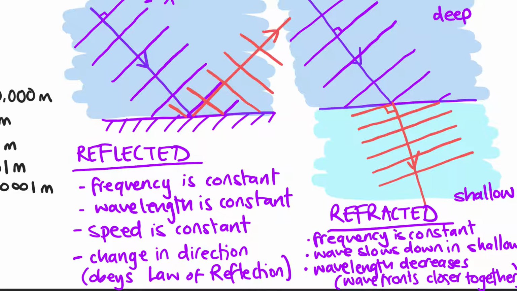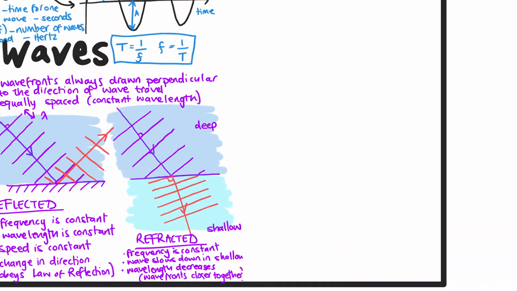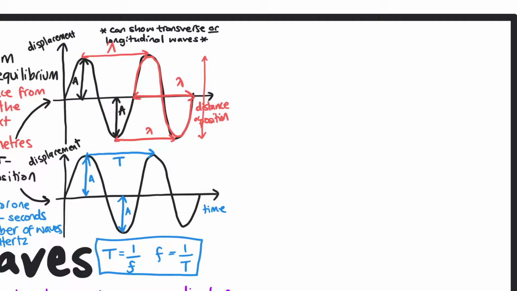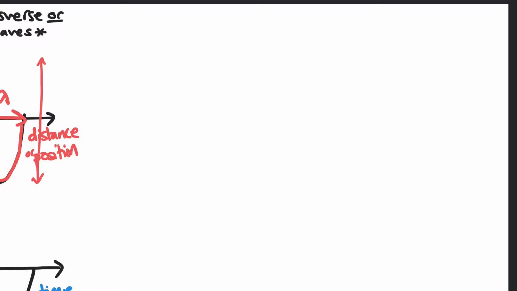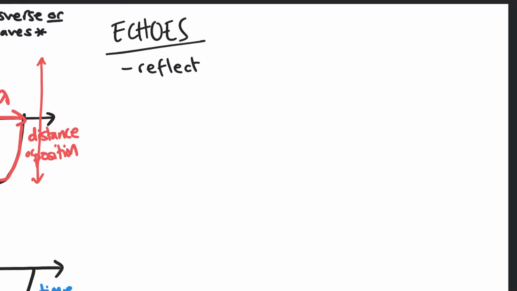So now we're going to move on looking at echoes, and this is applicable to everybody in double award and GCSE Physics. So echoes are really just reflected waves. Usually when we talk about an echo, we're talking about a reflected sound wave.